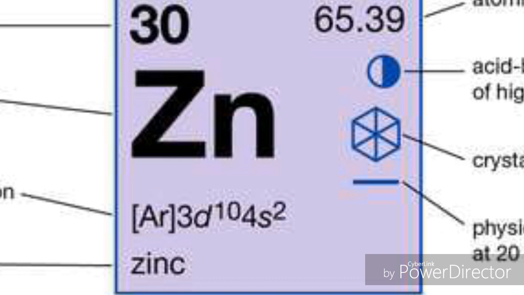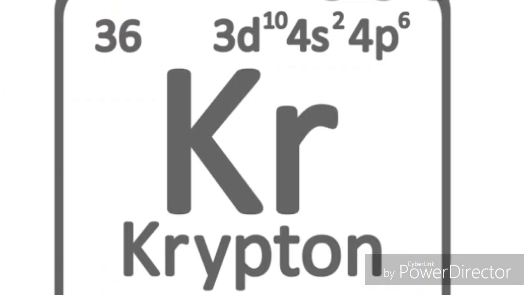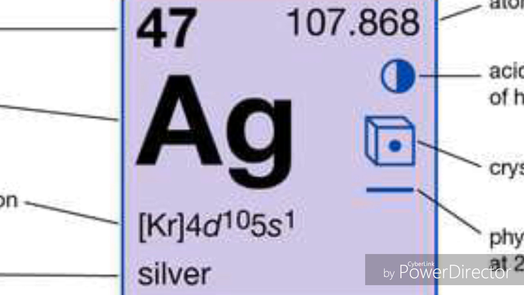Students, let us see zinc. Atomic number 30. Argon is shown in brackets, 3d10, 4s2. This is the easy way of showing the electronic configuration. The noble gas is shown in brackets followed by the remaining electronic configuration. Krypton, it's a noble gas or inert gas. Atomic number 36. Students, you can see 8 electrons in the outermost shell, which shows stability. Krypton is a noble or inert gas. Now let us see silver. Atomic number 47. Krypton is shown in brackets followed by 4d10, 5s1.